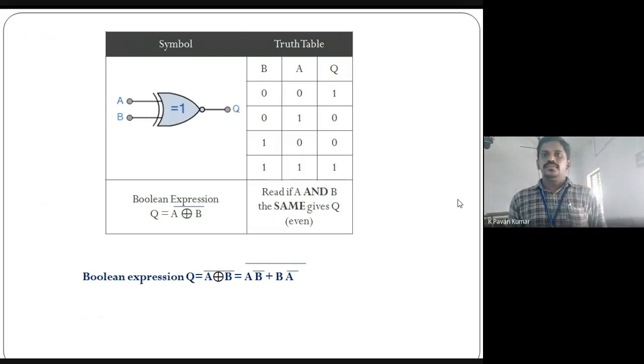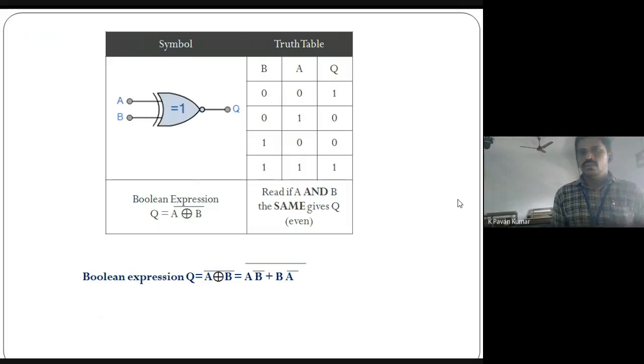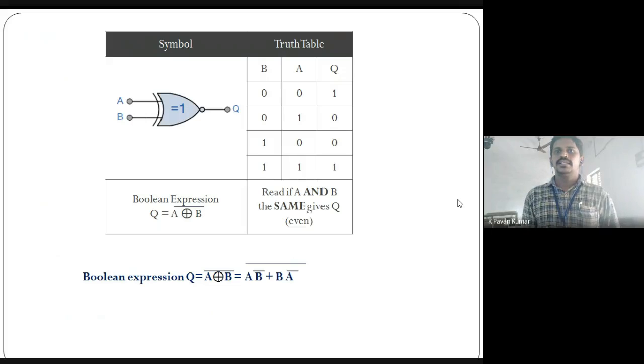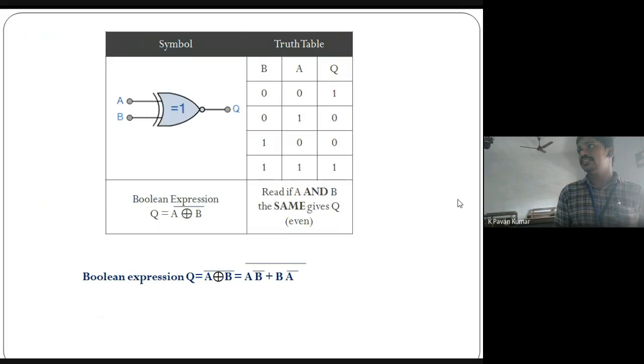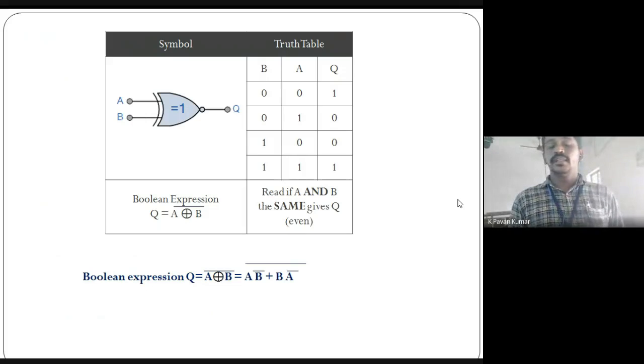So Q equal to 0 plus circle 0 whole bar, which is equal to 1. 0 plus circle 1 whole bar, which is equal to 0. And 1 plus circle 0, which is equal to 0. And 1 plus circle 1, which is equal to 1. These are the four logic conditions we have in the XNOR gate. The Boolean expression or Boolean function Q equal to A plus circle B whole bar, which is equal to AB bar plus BA bar whole bar.